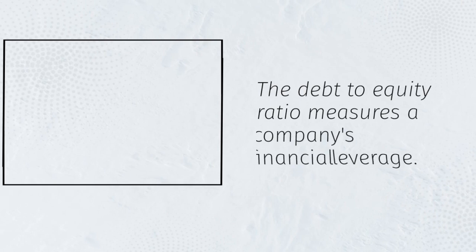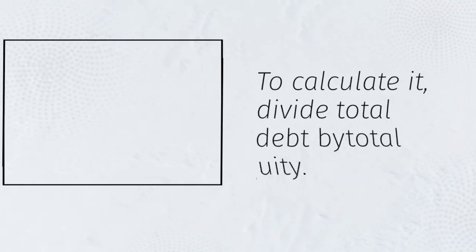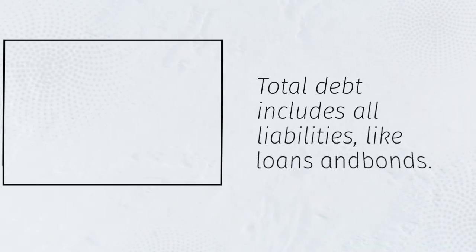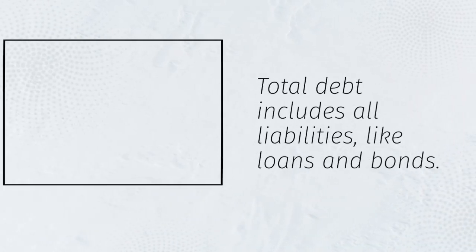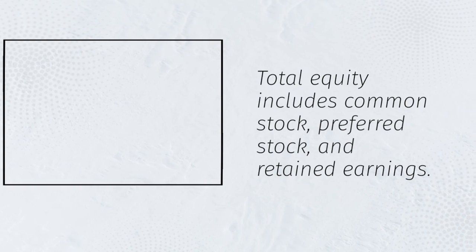The debt-to-equity ratio measures a company's financial leverage. To calculate it, divide total debt by total equity. Total debt includes all liabilities, like loans and bonds. Total equity includes common stock, preferred stock, and retained earnings.